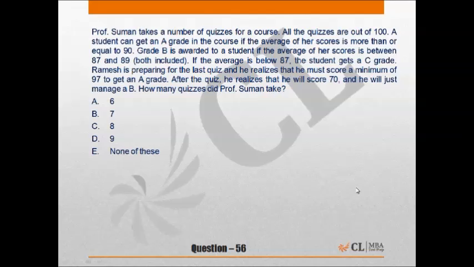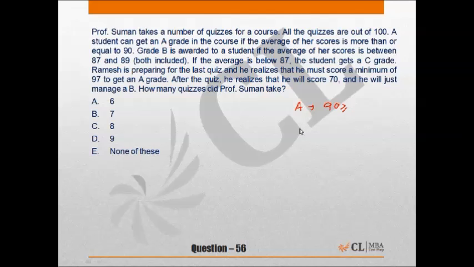In this problem, Professor Suman takes a number of quizzes for a course. All the quizzes are out of 100. A student can get a grade A in the course if the average of her scores is more than or equal to 90. So for getting grade A, one needs to score greater or equal to 90.